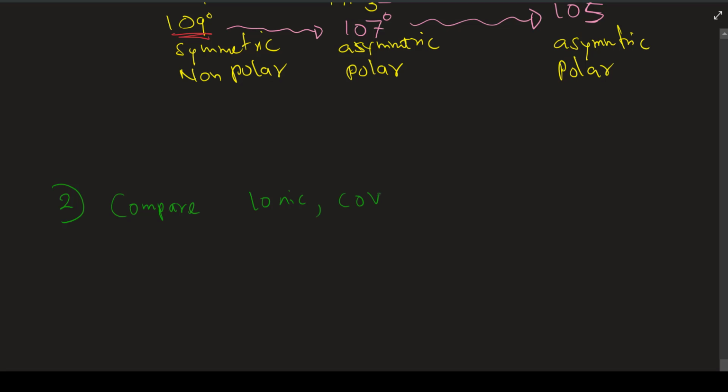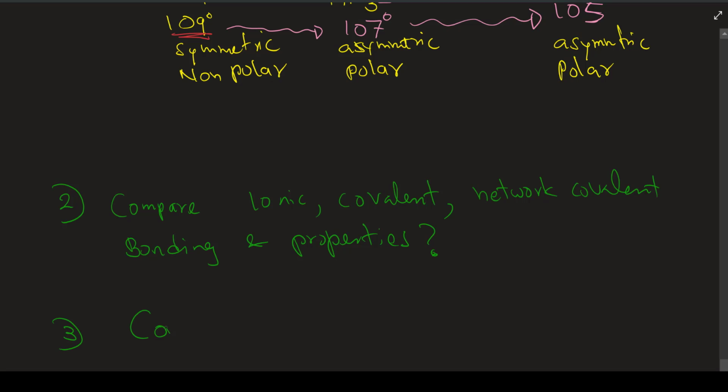And then the other question here: compare ionic, covalent, and network covalent bonding and properties based on that one. That's another cheat sheet, maybe 5 minutes. Try to do that and answer the questions. The other question: compare sodium chloride to lithium chloride and magnesium oxide to magnesium sulfide. That's about the lattice energy. So try to do that. Thank you.